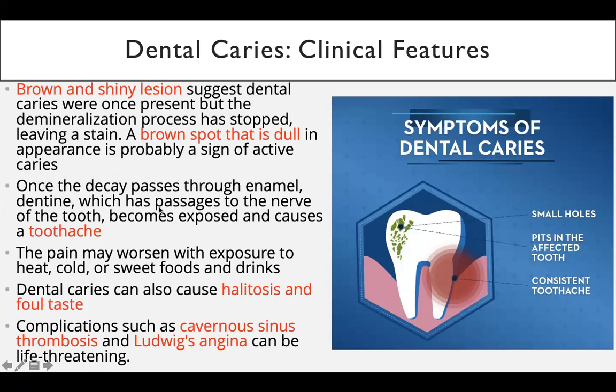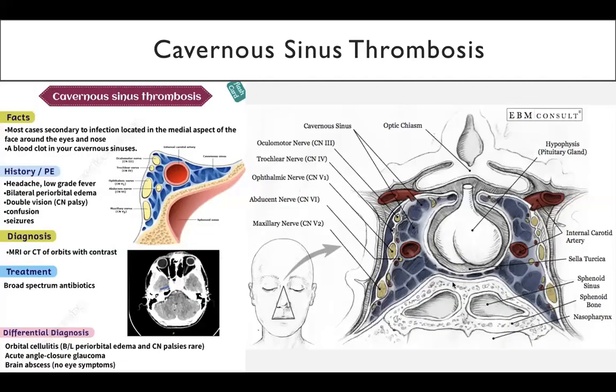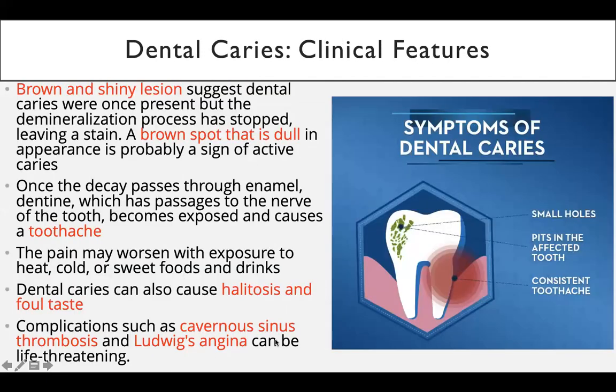And once the decay has passed through enamel and dentin, then there will be toothache, and the pain may worsen on exposure to heat, cold sensitivity, or sweet food and drinks. And then dental caries can also cause halitosis and foul taste, bad breath. And complications include CST, cavernous sinus thrombosis, and Ludwig's angina. Ludwig's angina can be life-threatening. We should not call it LA because LA is used for local anesthesia. So CST and Ludwig's angina.